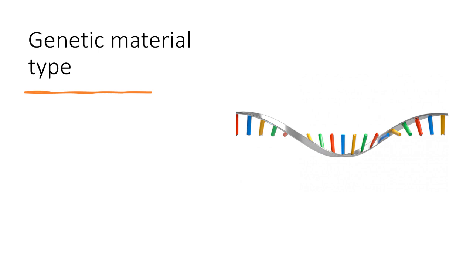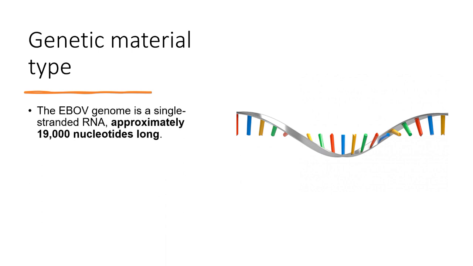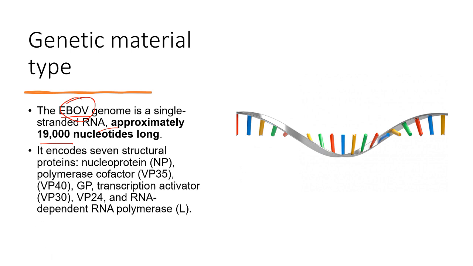What is the genetic material present in Ebola virus? In Ebola virus, or EBOV in short form, the genome is single-stranded RNA, approximately 19,000 nucleotides long. Obviously the RNA is bigger because the virus itself is bigger. It encodes several structural proteins, including nucleoprotein NP, polymerase cofactor VP35, VP40, glycoproteins, transcription activation factor VP24, and the RNA-dependent RNA polymerase known as the L protein. So this virus is equipped with everything.